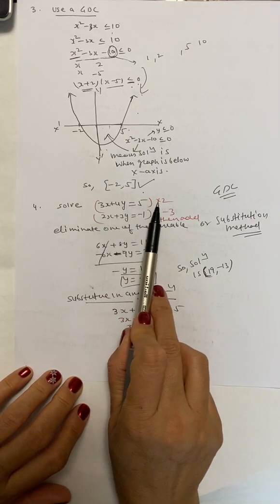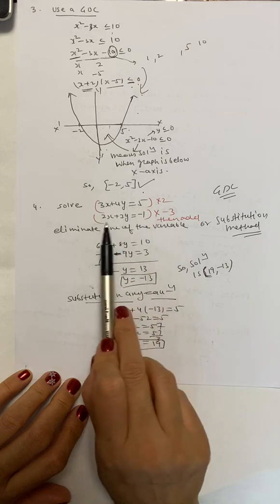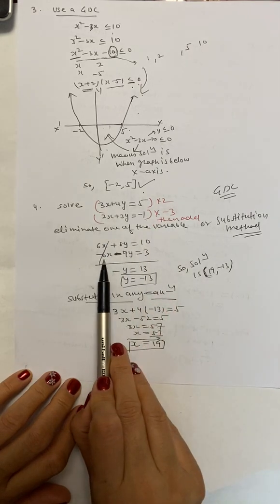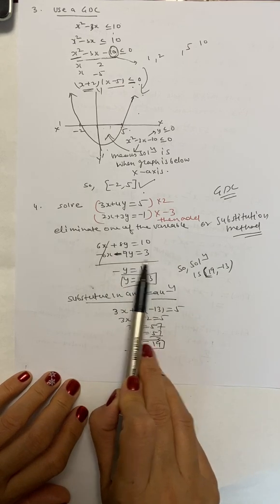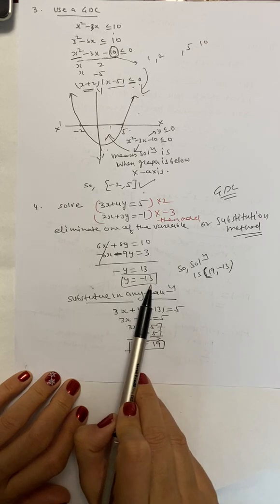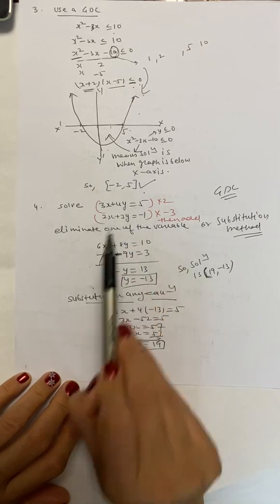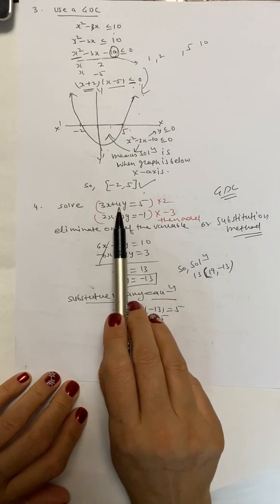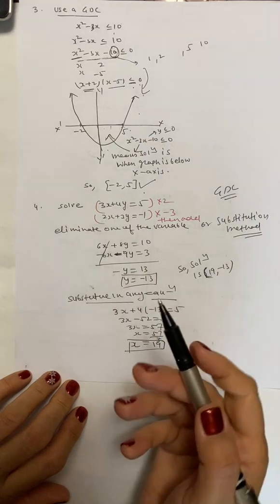When we multiply the first one by 2, we got 6x plus 8y is equal to 10. Multiplying the second by -3 gave me -6x, -9y is equal to 3. And when we add them, we got -y is 13 and y is -13. Now you can substitute this in any of the equations, it doesn't matter. So I substituted in the first one. You can also substitute in the second one. The answer should be the same.